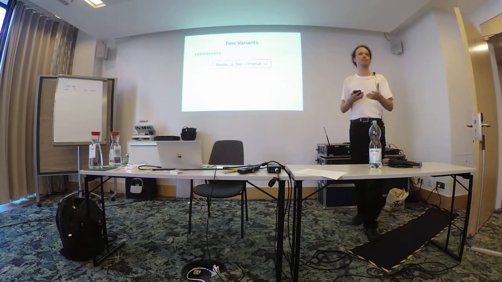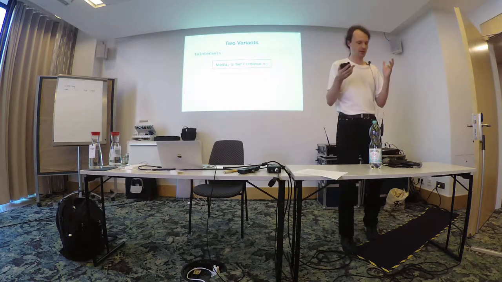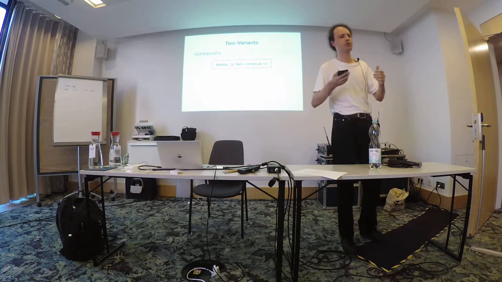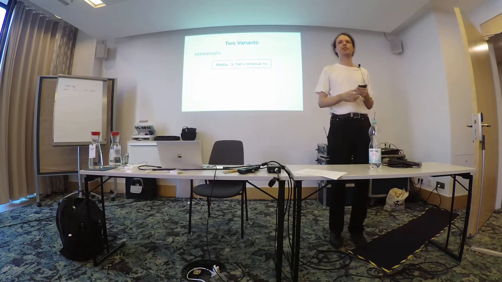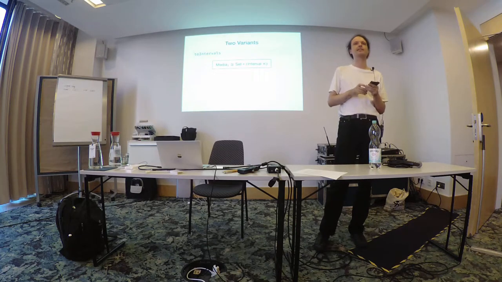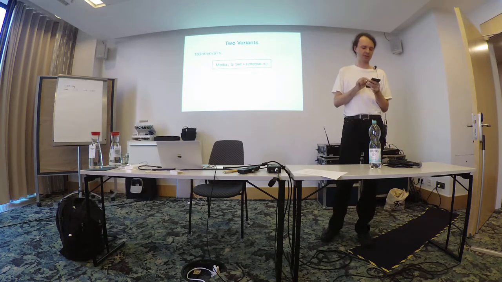So the first variant of the media data type is a composition of functors. First I pair with the intervals and then I put a set around this type A. So this would be the first variant, and it satisfies the property that if the intervals are the same, the data types are the same. But there's also a second variant.